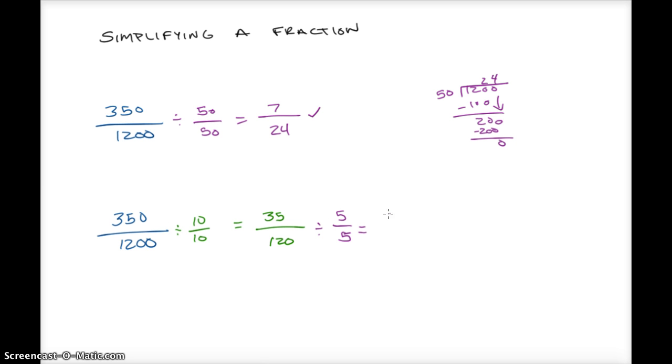So 35 divided by 5 gives me 7. 120 divided by 5 gives me 24, because 5 goes into 12 2 times, 5 goes into 24 4 times. 7/24. No more common factors. That's what I got up here. And just a quick note, I divided by 10 first, and then by 5. And if I multiply 10 by 5, I get 50. Woo, mind blown. All right, there you go. That's simplifying fractions.